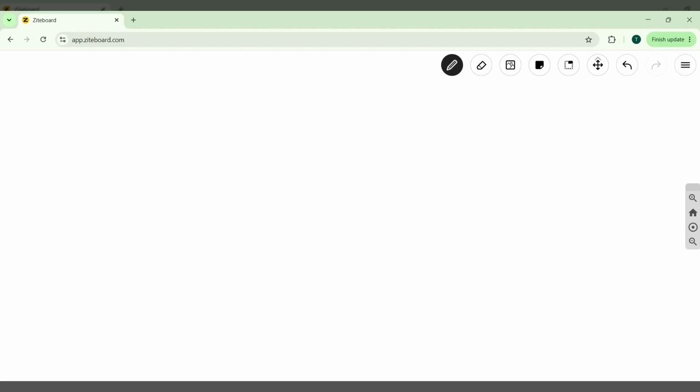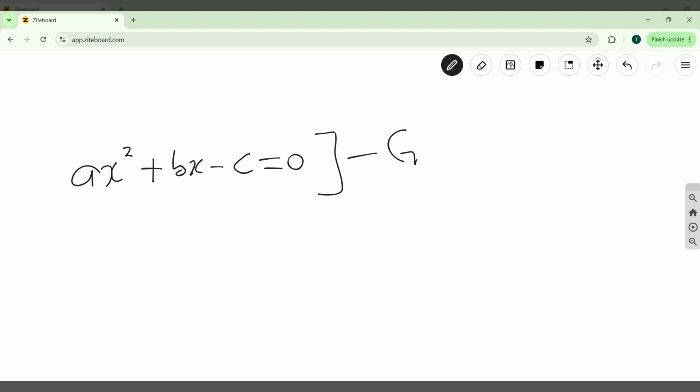Now, before we proceed, the general quadratic equation is given by ax to the power of 2 plus bx minus c is equal to 0. This is the general quadratic equation. This is what it looks like. So whenever you see an equation with the highest power of x as 2 and the equation is equal to 0, then that equation is a quadratic equation. How do you solve quadratic equations? By factorization method.